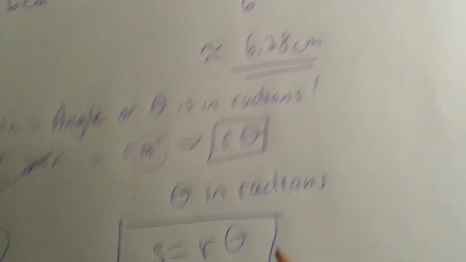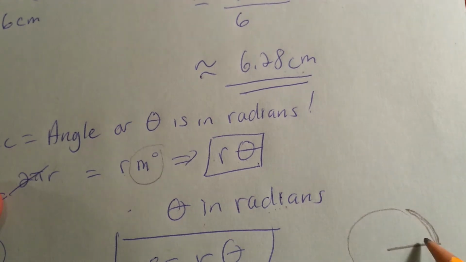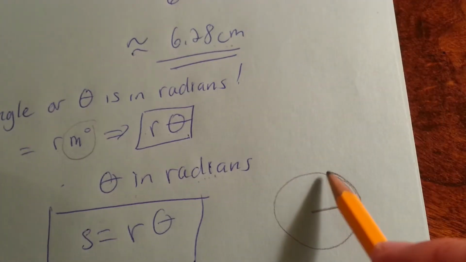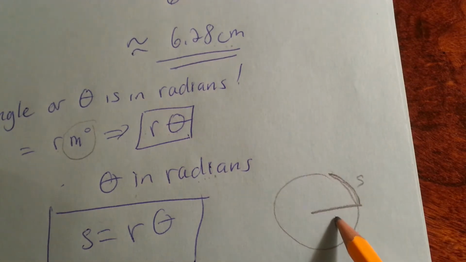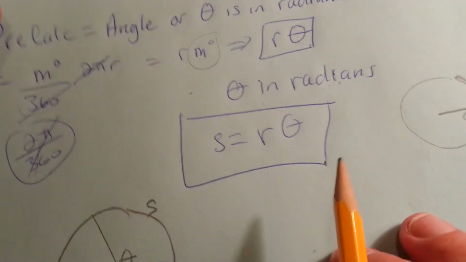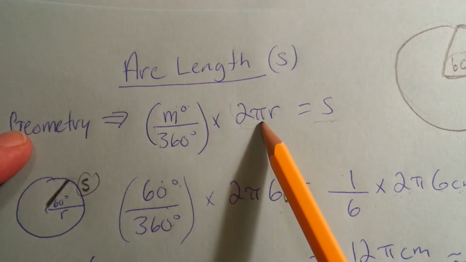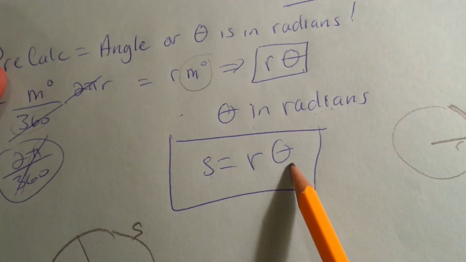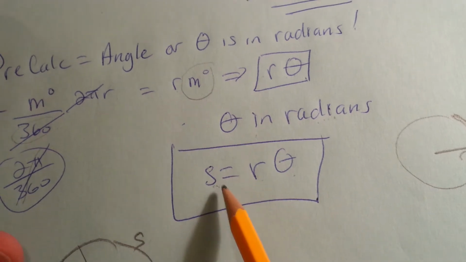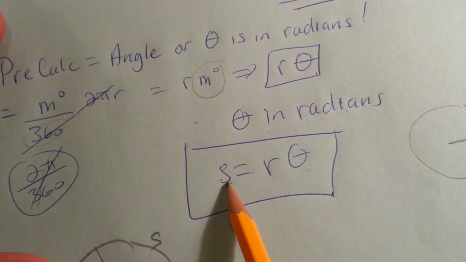You remember what a radian is. 1 radian is an arc length, s, that is equal to the radius, so basically r right here. So arc length can be expressed not just in this old geometry formula as a proportion of the circumference. We can just say r times theta, in radians, gets me arc length. So that's one formula I need to know. S is arc length, and remember, that's in inches, centimeters, and so forth.